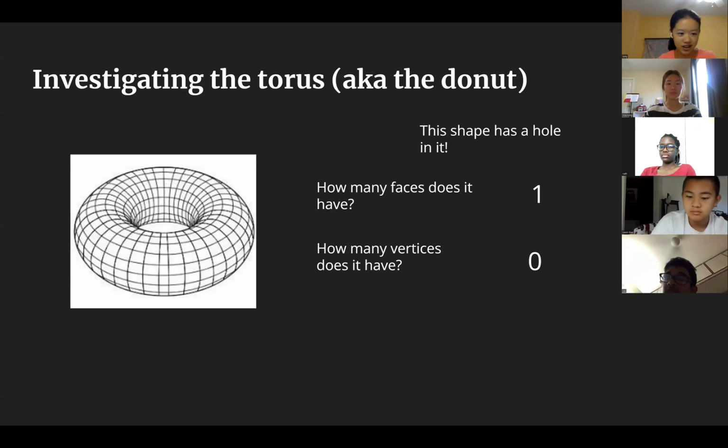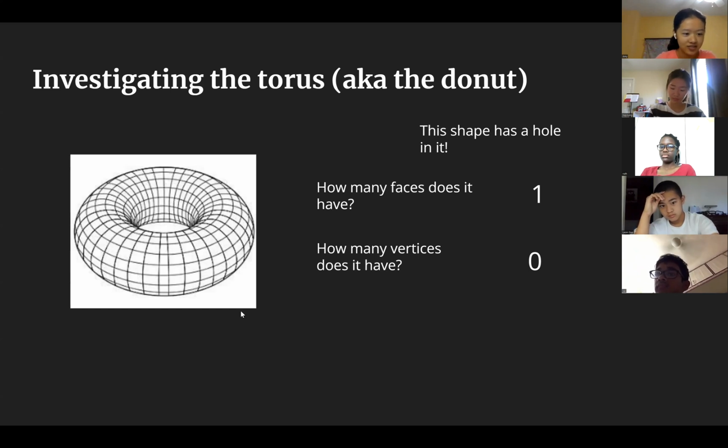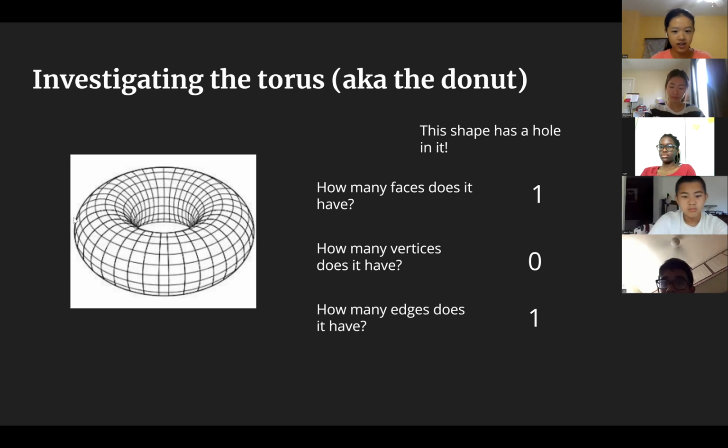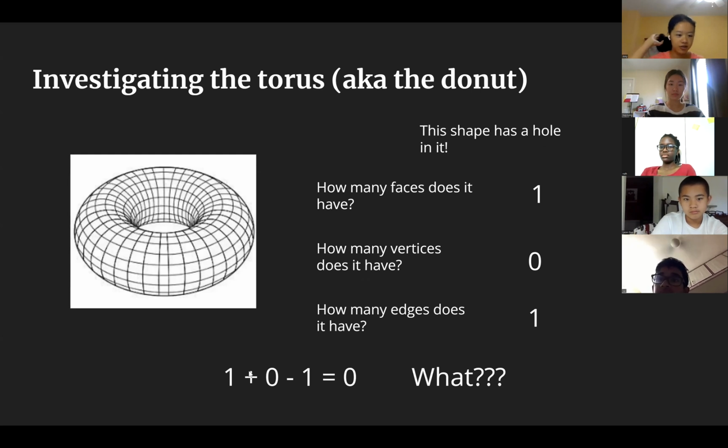So how many edges does it have? Some people are saying it has one edge. Some people said 0 and other people said -1. Well, it has one edge because of the side edge over here. So in this case, it actually doesn't satisfy Euler's formula anymore because you have one face plus 0 vertices minus one edge, so it actually equals 0, not 2.